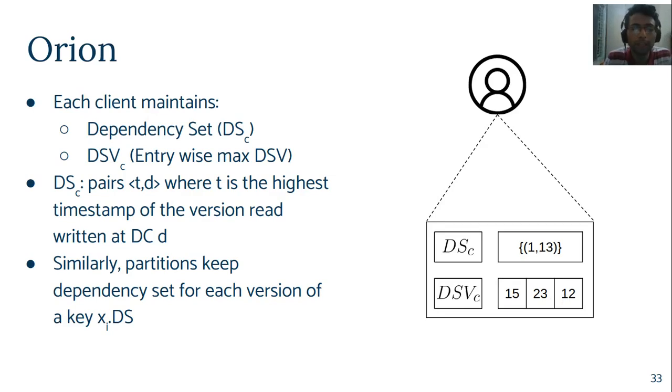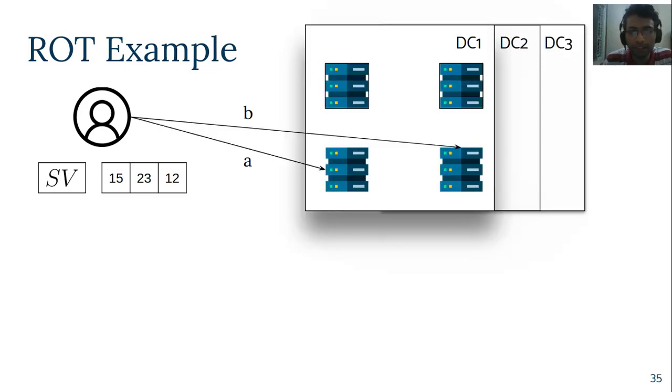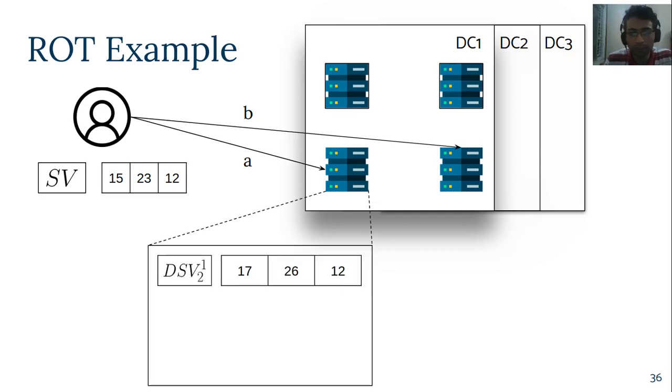So we'll now look at an example of ROT in Orion. The client sends a snapshot vector which represents the upper bound of each data center. So let's say the client wants to query two data items, both of which reside in two different partitions. So if we zoom into the partition containing A, we'll first see the DSV value of that partition.